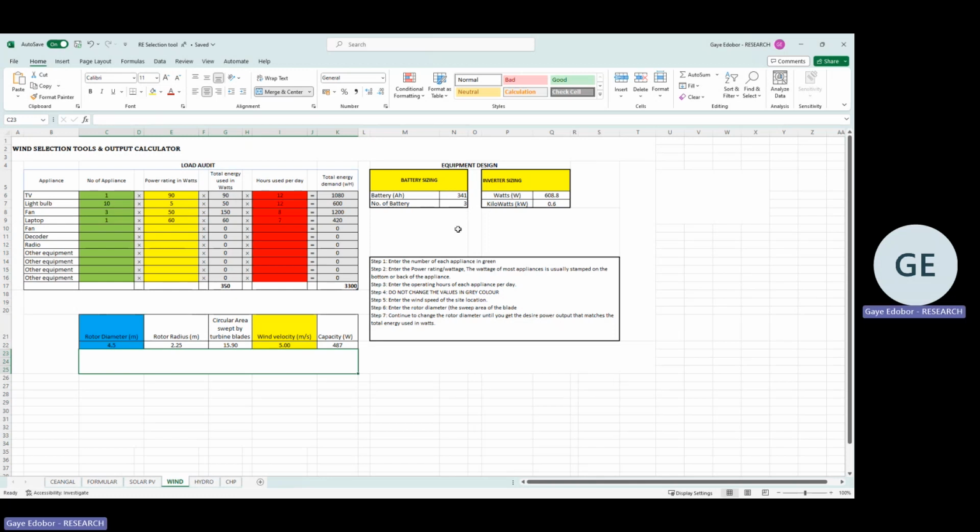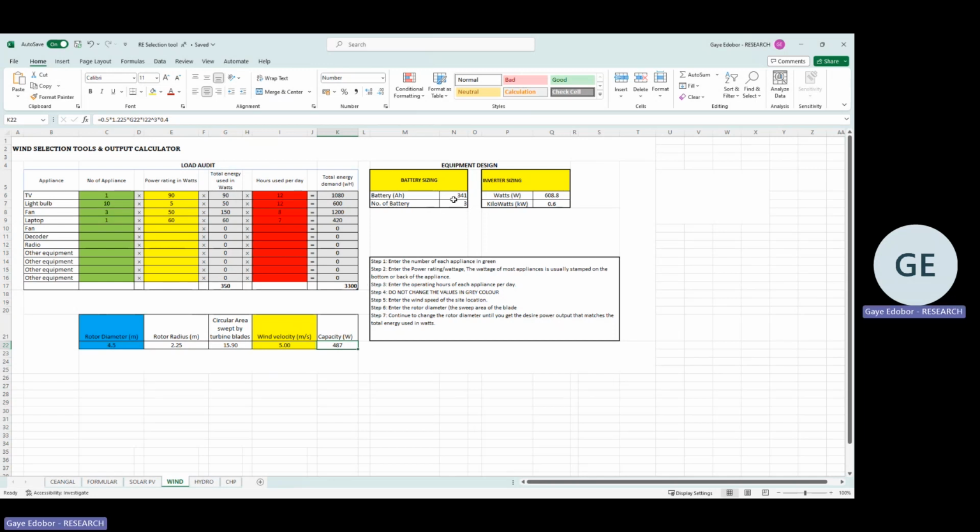In this case, because it's a micro wind turbine, most of the outputs are in DC. So we will need an inverter in the setup to convert the DC to AC. This capacity is DC. You need about a 600 watt inverter to convert the power from DC to AC.